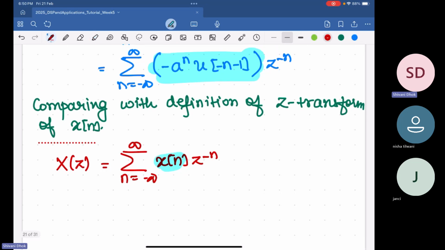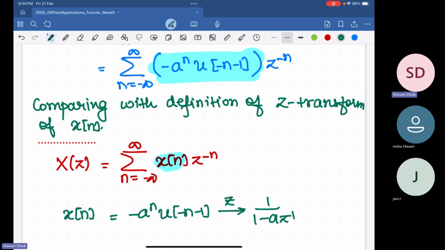So from comparison, what we get is x(n) is equal to minus a to the power n times u(-n-1), and we've got this from its z transform, that is 1 upon 1 minus a z inverse, but with ROC as magnitude of z less than a. Okay, is it clear? Any questions?